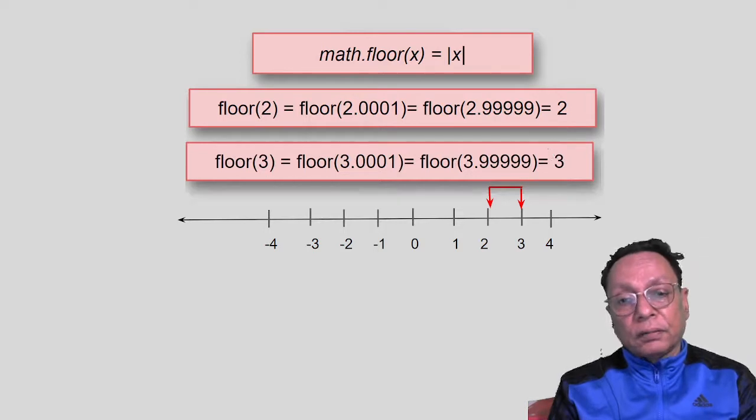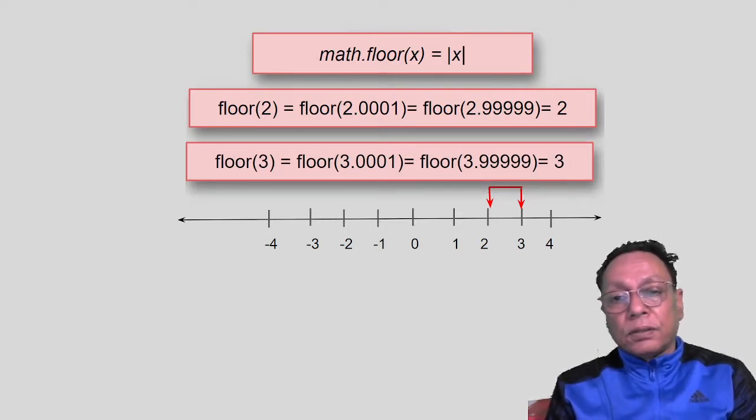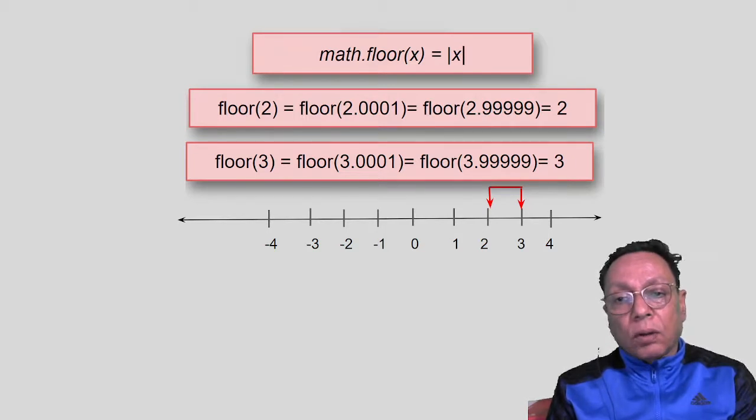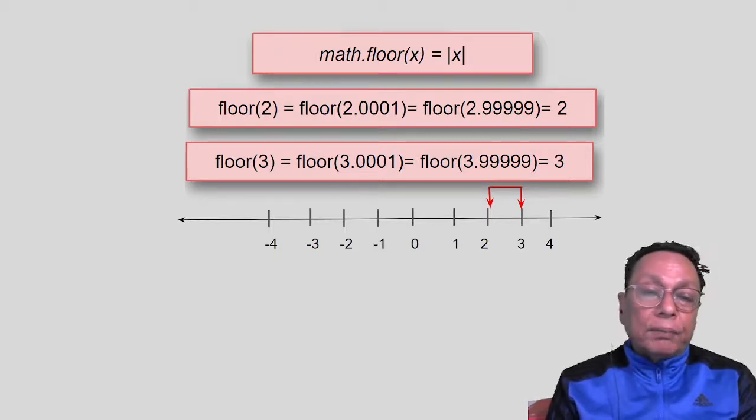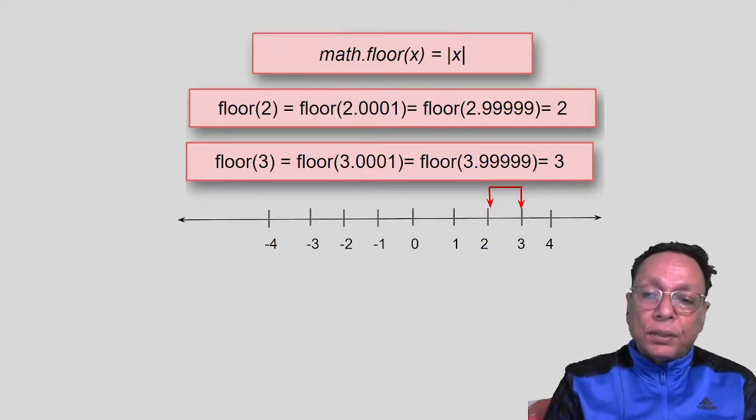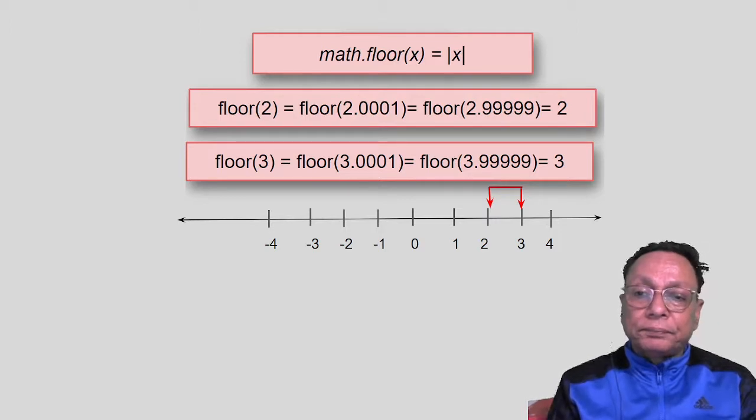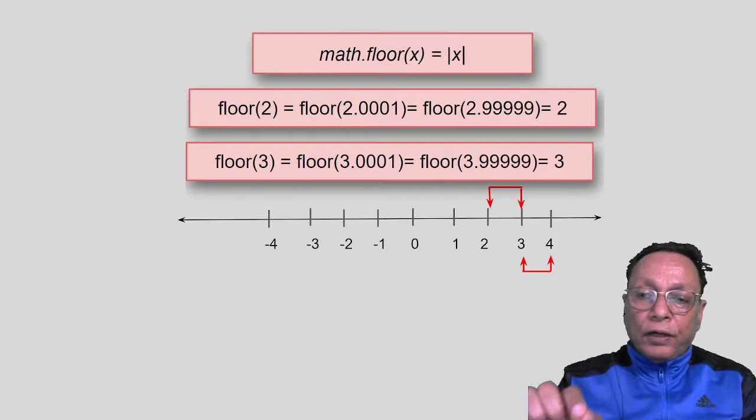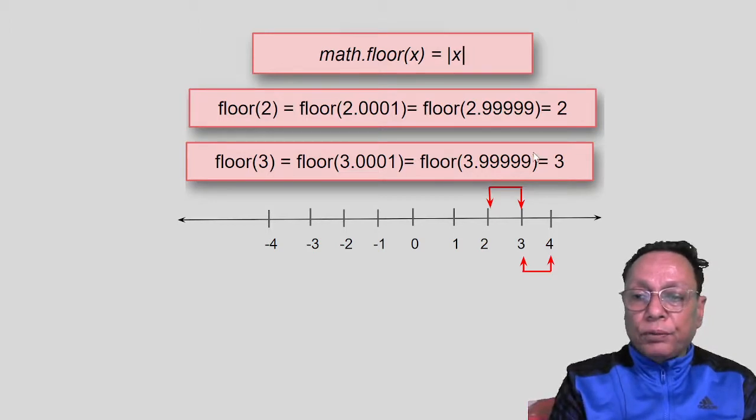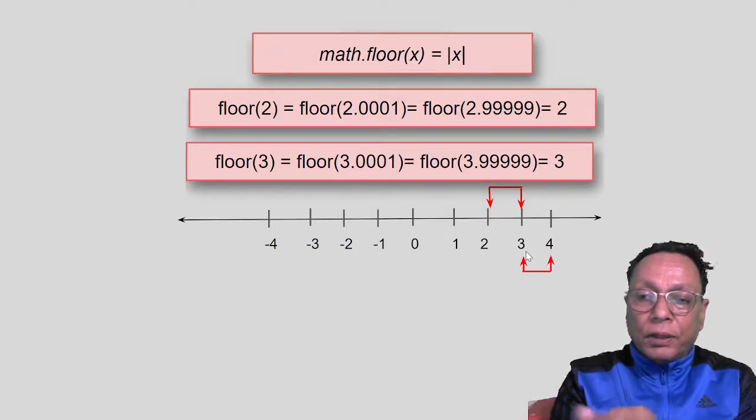floor of 3, the same way, floor of 3.0001 or floor of 3.9999 will give you 3, means less or equal to the integer, like this. The floor value will vary from 3 to 4, or lies between 3 and 4. So it gives less or equal.